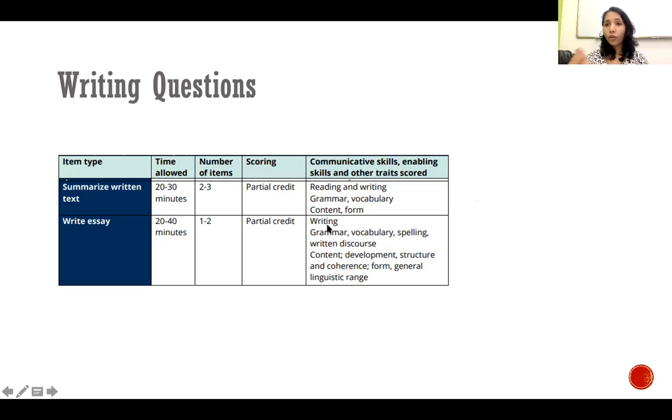Here you're marked for your writing alone. So this question type belongs to just your writing, and you get marked for your grammar, for your vocabulary, for your spellings, your written discourse. You're marked for your content, for your development, then structure of the sentence, coherence and cohesion, your form, and your vocabulary or your general linguistic range. Okay, so these are your factors that you're being marked for.